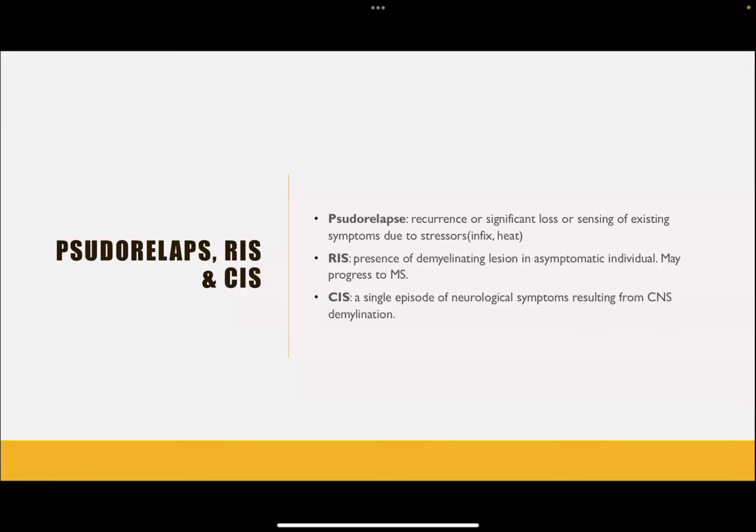Okay, so some patients will experience pseudo-relapse, which is the recurrence or significant loss or worsening of existing symptoms due to different stressors. We have also something that's called radiologically isolated syndrome or clinically isolated syndrome. In the radiologically isolated syndrome, the patient will have demyelination, but he's asymptomatic. He has the demyelination lesion in his brain, but he is asymptomatic. In the clinically isolated syndrome, the patient will have the symptoms. However, when we go and do the studies, there is no evidence of demyelination.